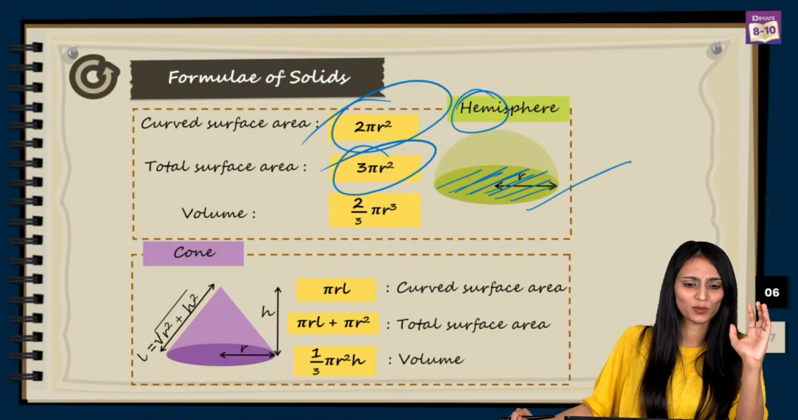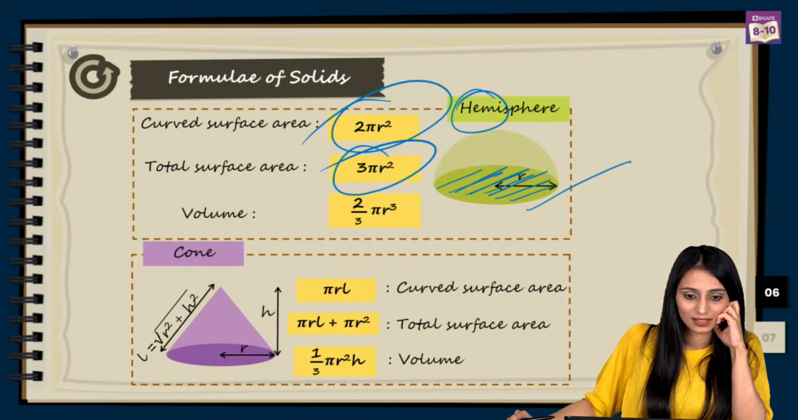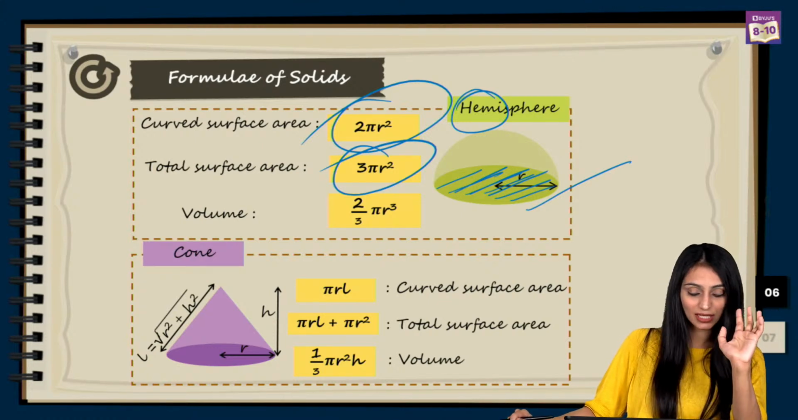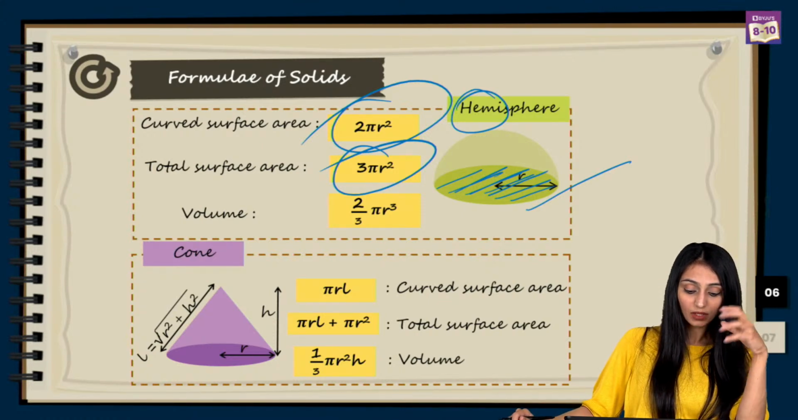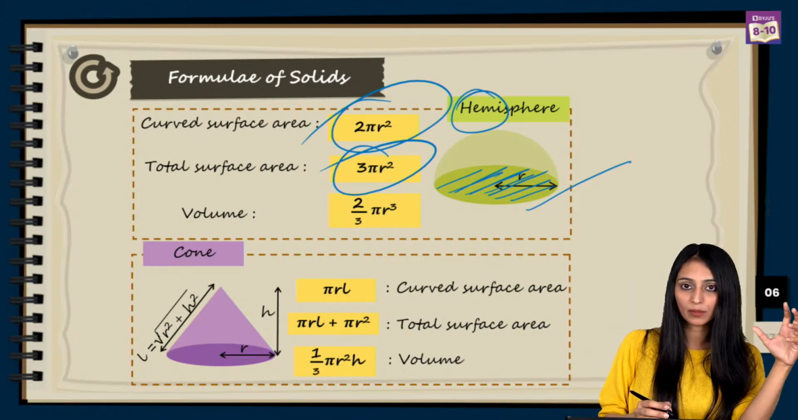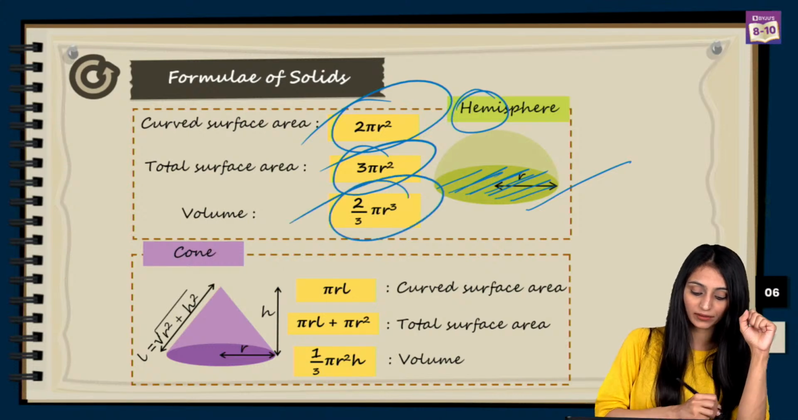Derivation will not be asked, don't worry. Find out the number of cones by melting a cylinder, good question. I will just explain this thing. So, volume of a hemisphere is exactly half of a sphere. 4 upon 3 pi r cube is for a sphere, take half of it, 2 by 3 pi r cube.